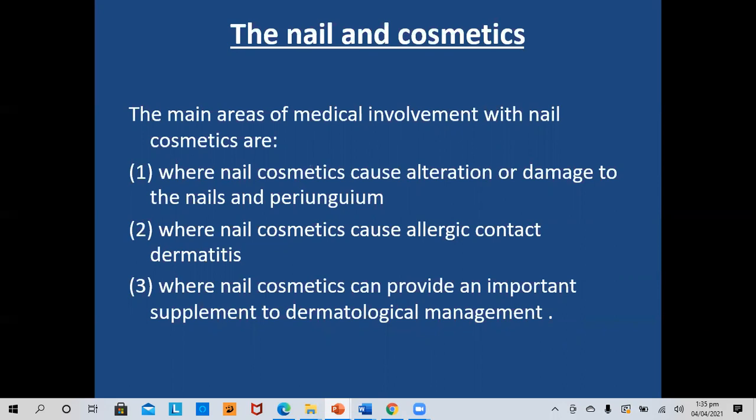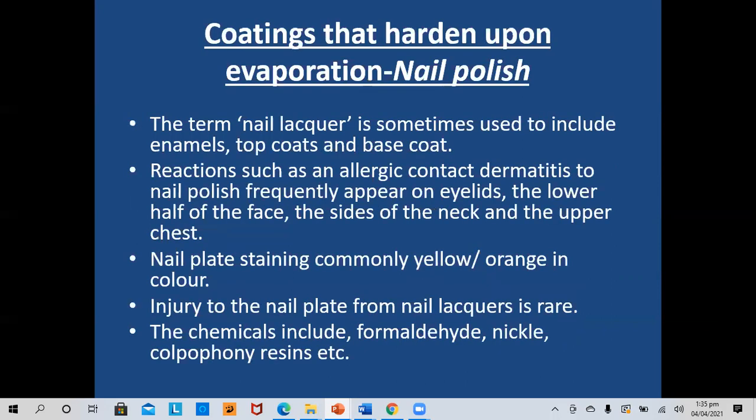Several cosmetics are used on the nail, which can cause alteration or damage of the nail and pterygium formation. Nail cosmetics can cause allergic contact dermatitis, and they are also an important supplement to dermatological management. Coatings that harden upon evaporation, that is nail polish. The nail liquids include enamel, top coats and base coats. Reactions like allergic contact dermatitis can occur on the nail folds and also on the eyelids, face and neck because of the nail polish. Nail plate staining occurs with frequent use of nail polish, and the nails are stained yellow or orange. Injury of the nail plate from nail liquid is rare, and the chemicals involved include formaldehyde, nickel, colophony, resins, etc.